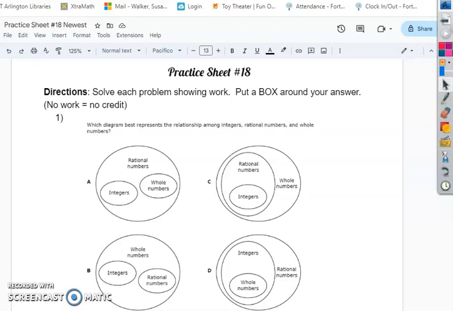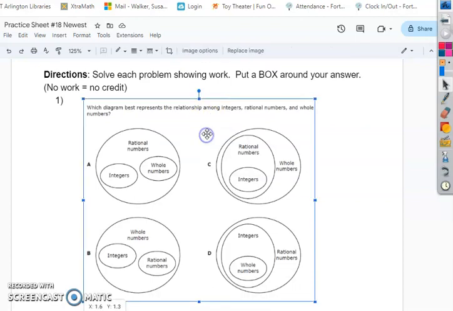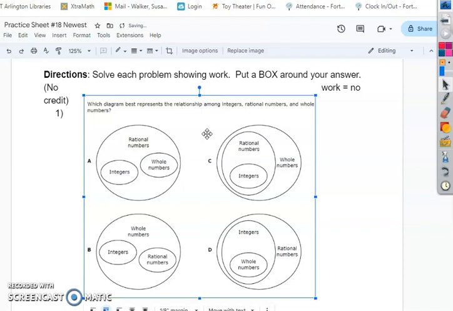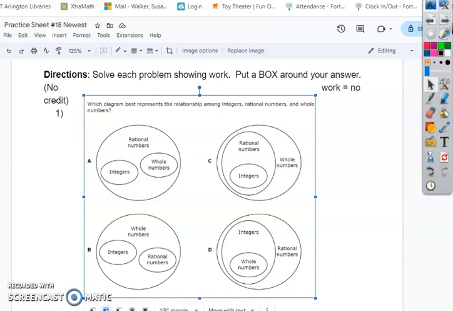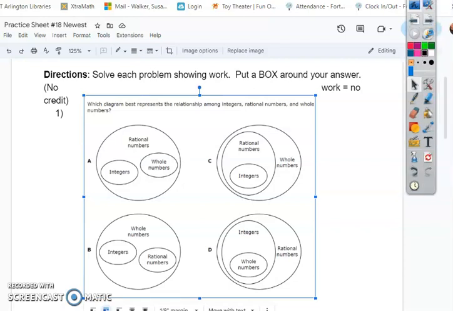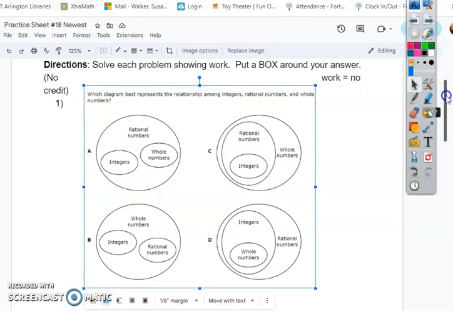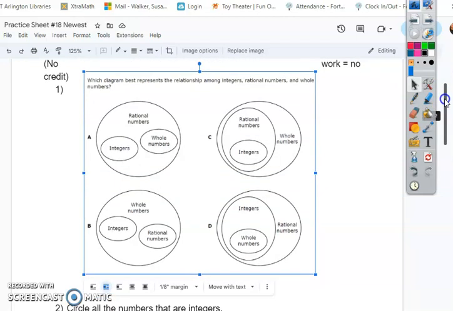So the one thing I need you to remember is rational numbers are the largest set, right? Everything we know goes in rational in 7th grade. Decimals, fractions, positives and negatives, all of those go in rational. Okay, so cross off the ones where rational is not the largest set.